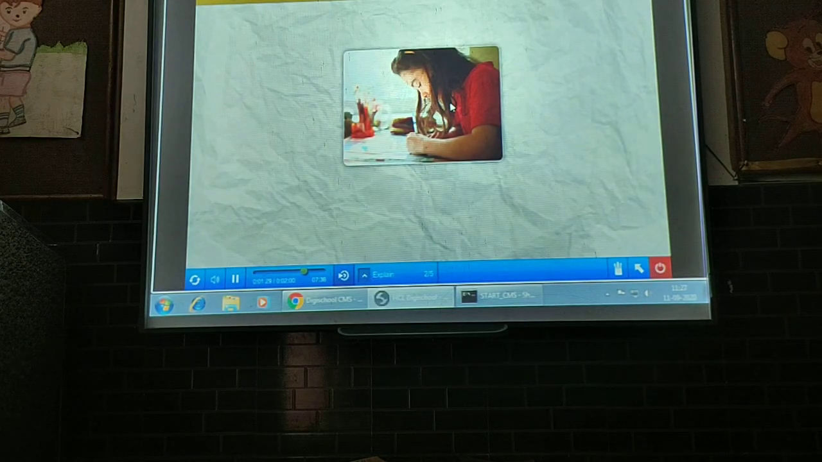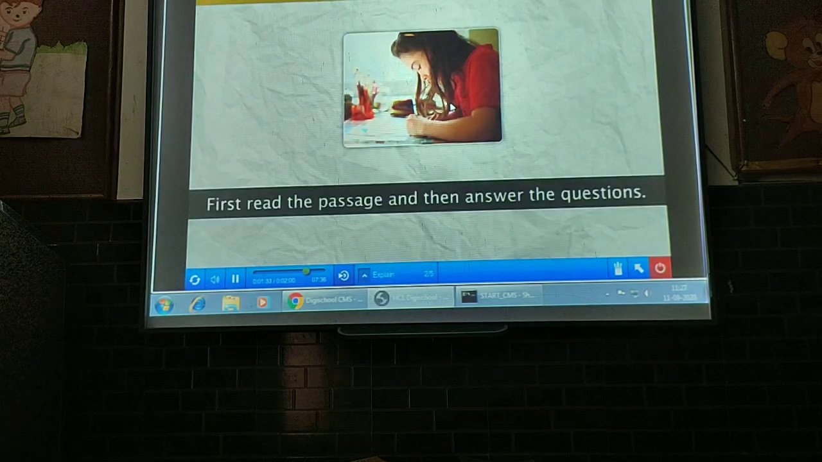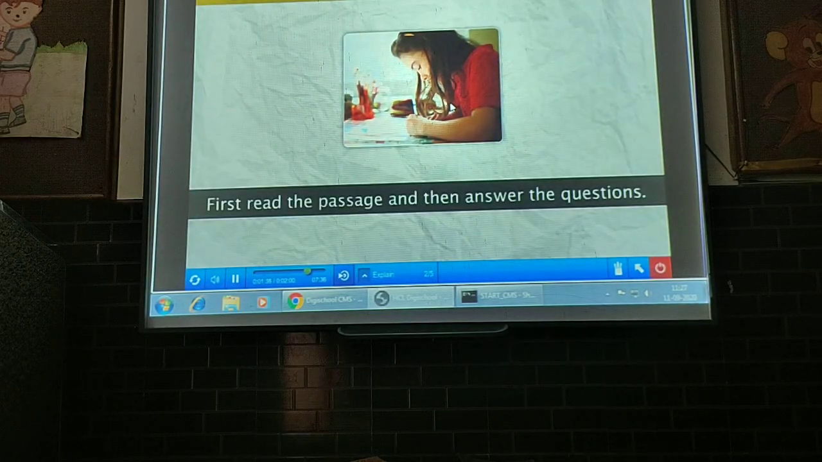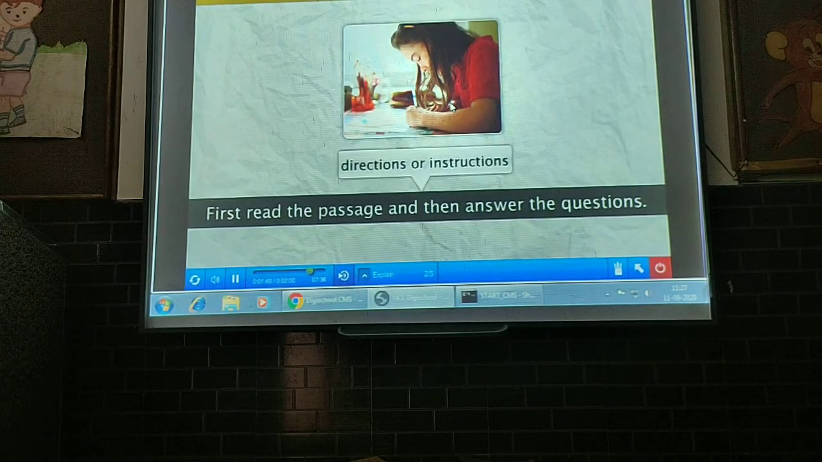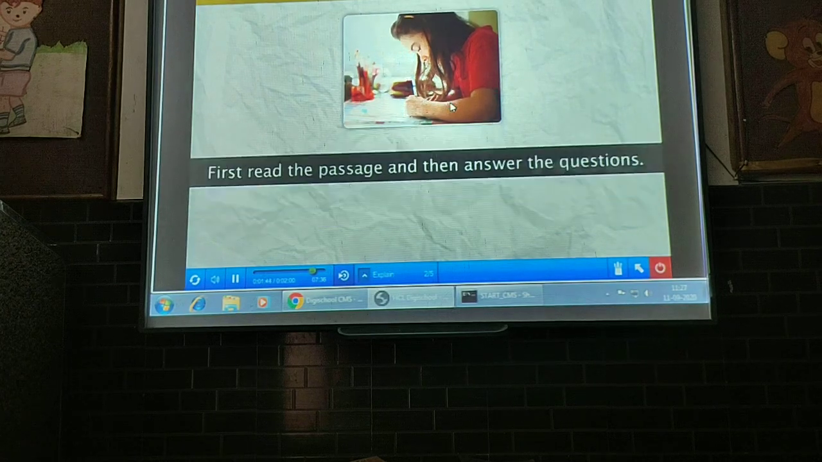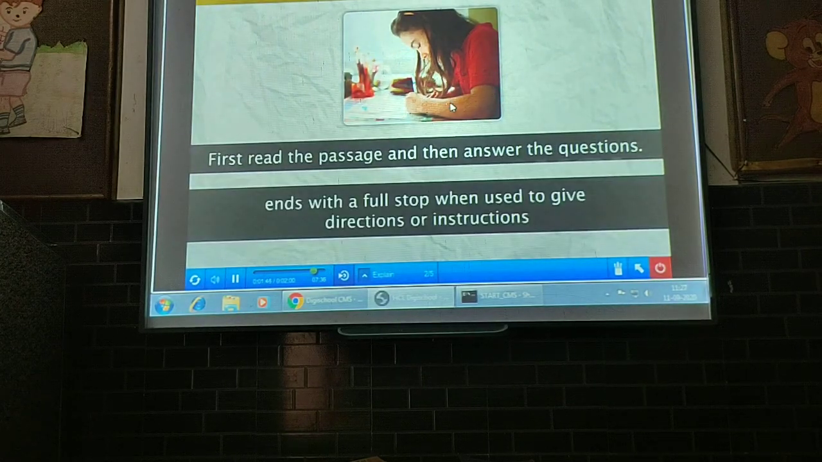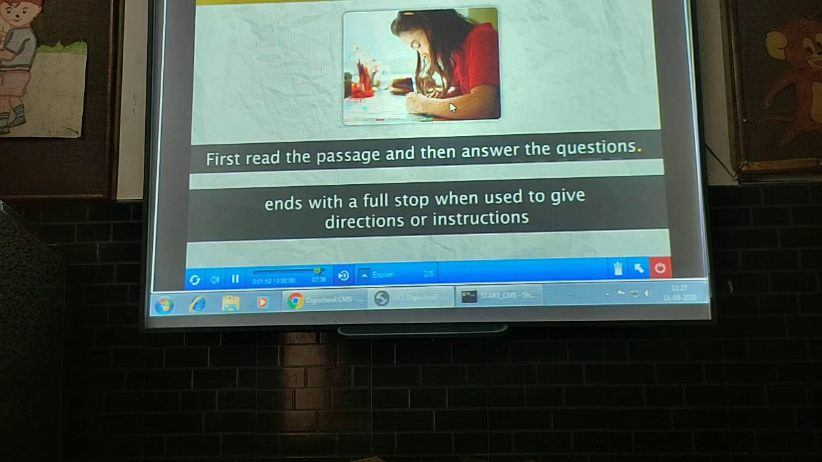Imperative sentences can also be used to give instructions or directions. For example, first read the passage and then answer the questions. This imperative sentence is giving directions or instructions about how to do the homework. As you can see in this sentence, when an imperative sentence is used to give directions or instructions, it ends with a full stop. Let's look at some more examples of imperative sentences.